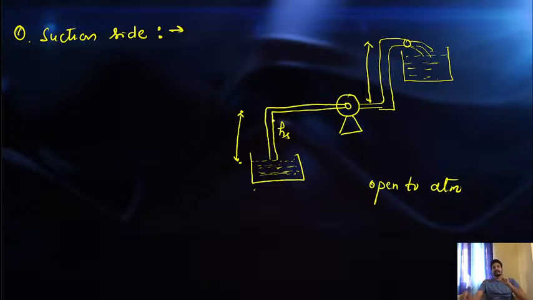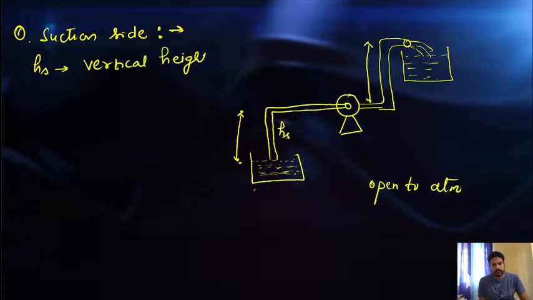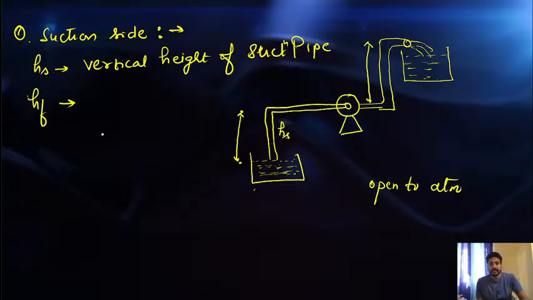Is it clear to you that this amount of height we have to pump up the water? So HS is my vertical height of suction pipe. Another is HF. HF is what? There are some friction losses. So this total length of the suction pipe, this is my friction loss.